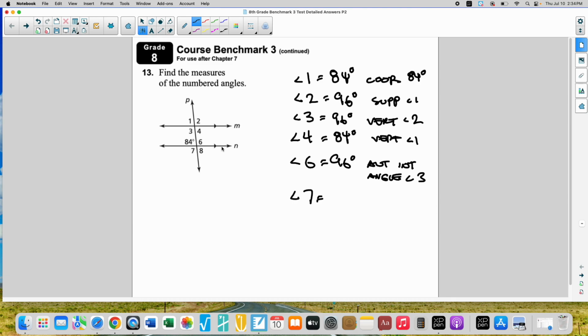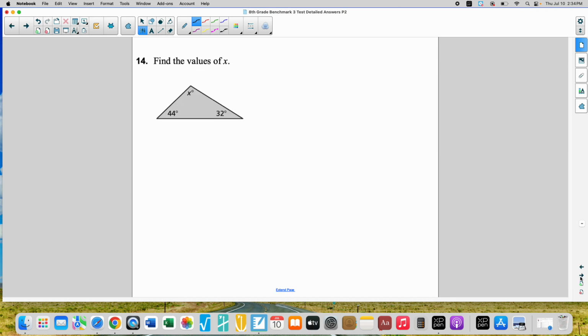Angle 7 is going to be also 96. We'll call that vertical to angle 6. And angle 8 is going to be 84 degrees because it corresponds with angle 4. 8 and 4 correspond. Good? That's good. All right, find the value of x.